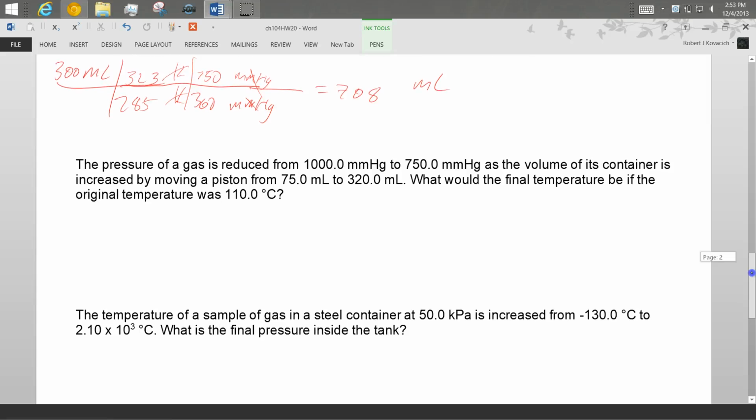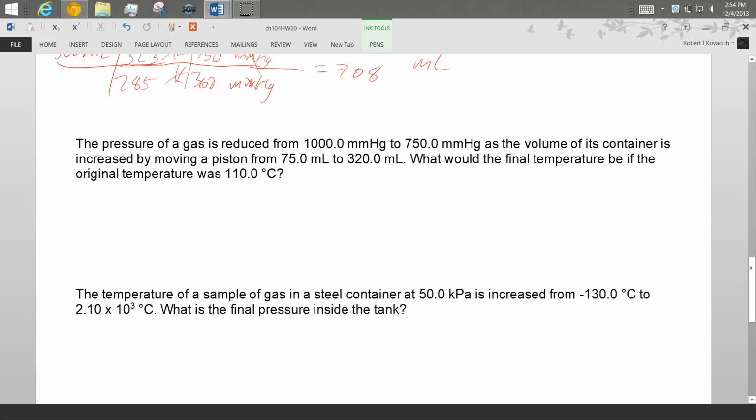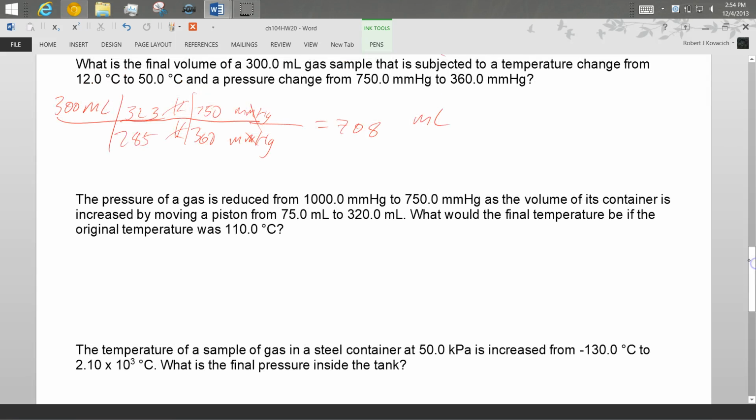So I've got a gas whose pressure is reduced from 1,000 to 750 as the volume of the container is increased from 75 to 320. What's the final temp? The original temp is 110. So let's add 273 to this. So we get 383 Kelvin. All right, so I need a temp, so I'm going to go 383 K.